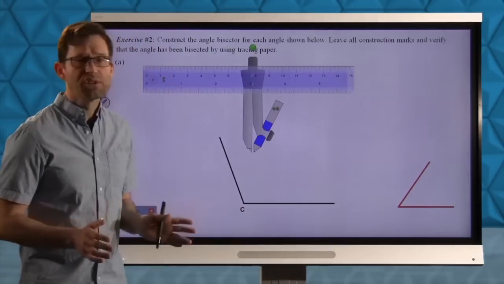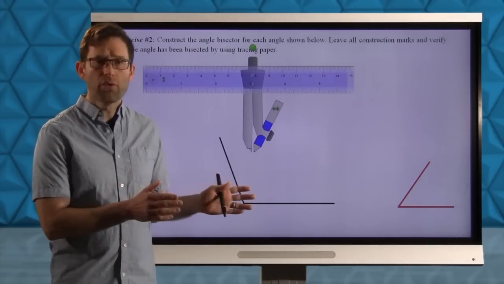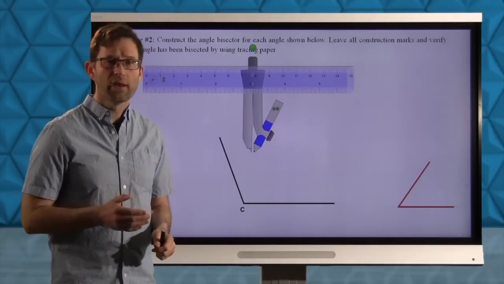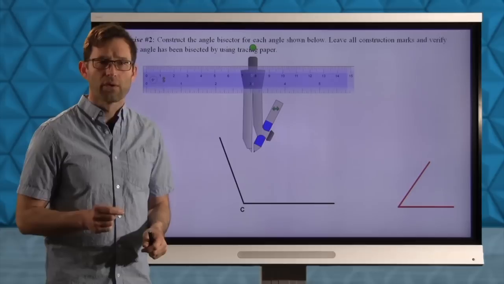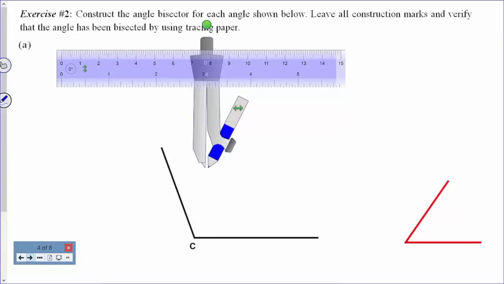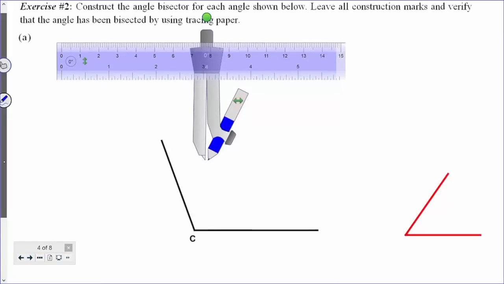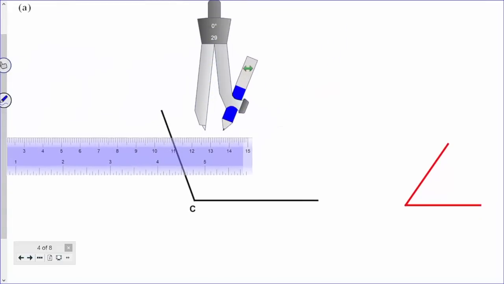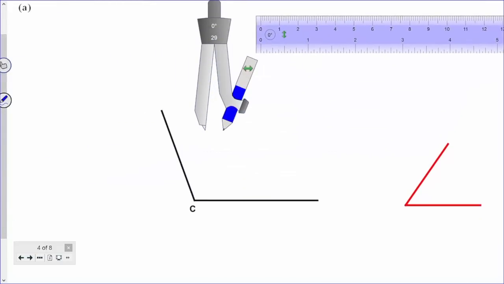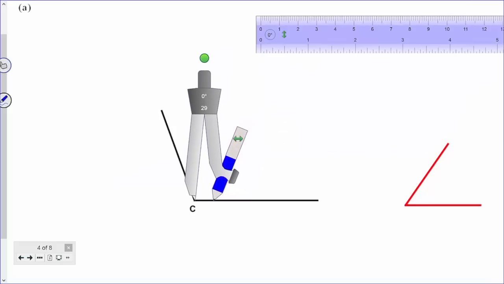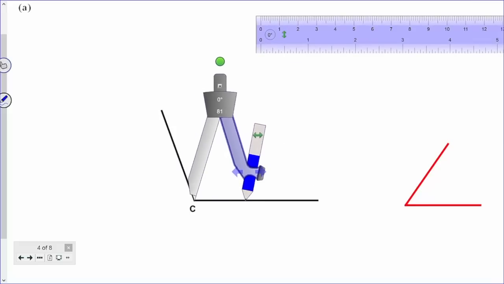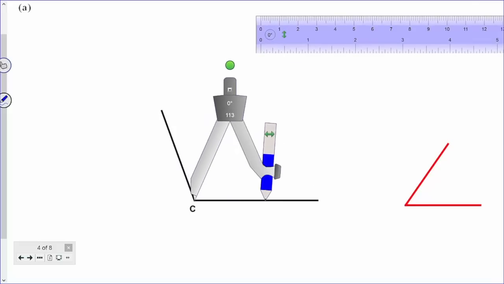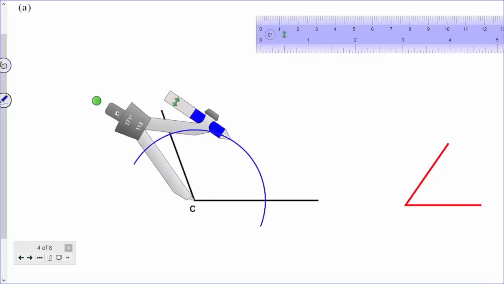All right, so since we've only done it once, I'd like to walk you through this construction one more time right here, and then we'll have you do the next one on your own. So let's go through it. To construct this angle, I'm going to bring this up a little bit. I bring down my compass, put the center of my compass at the vertex of the angle, and draw a nice arc.